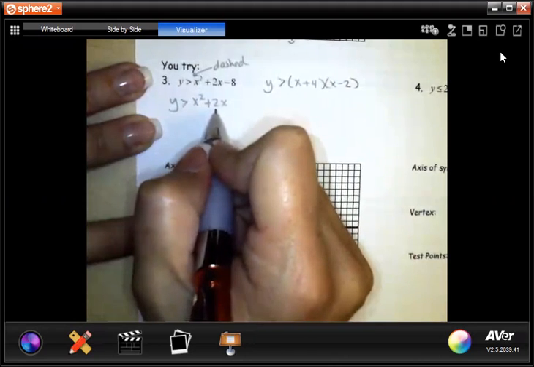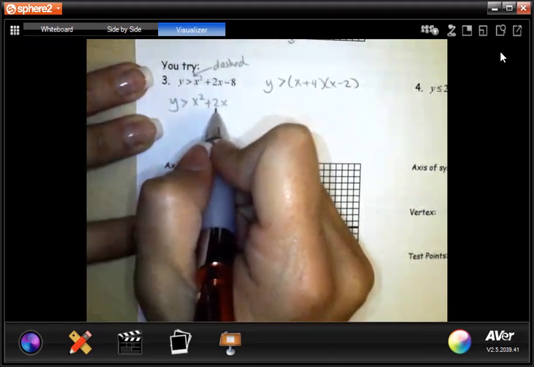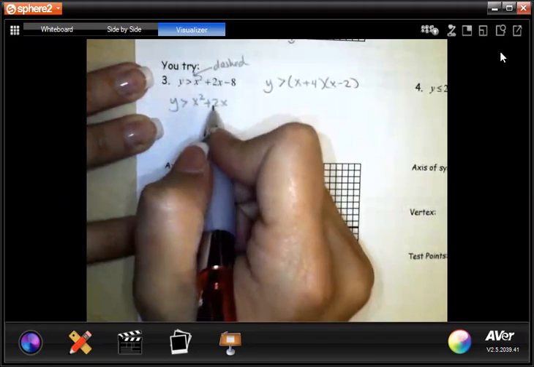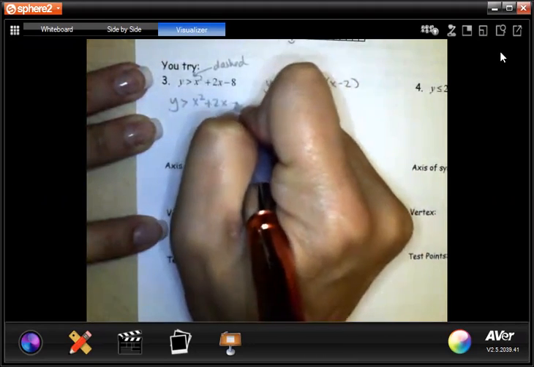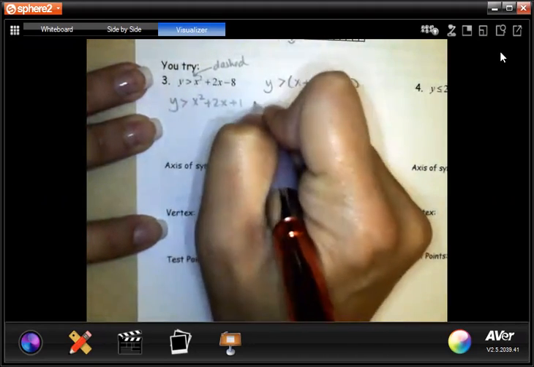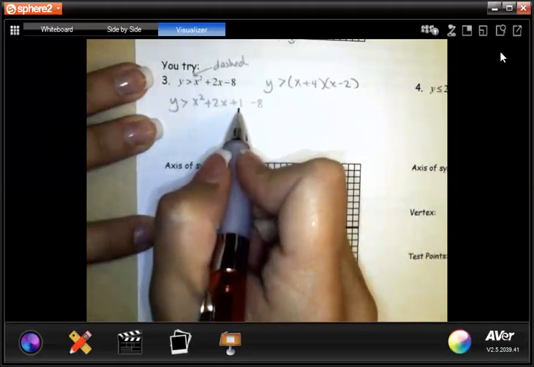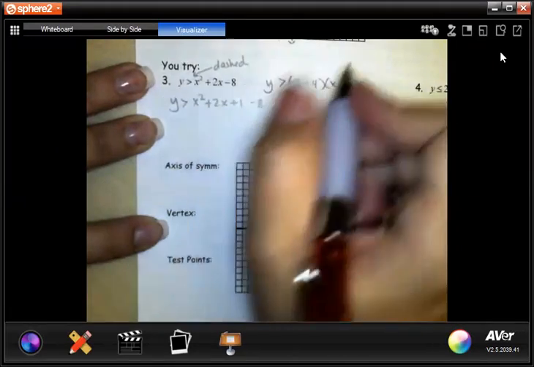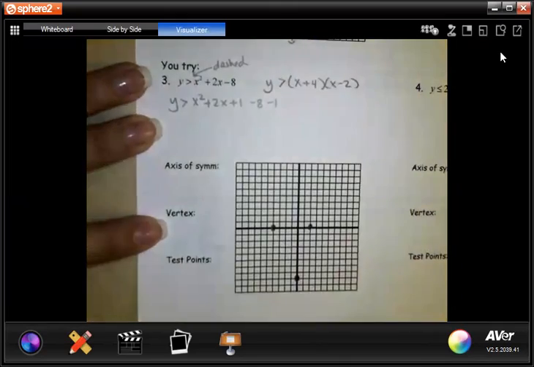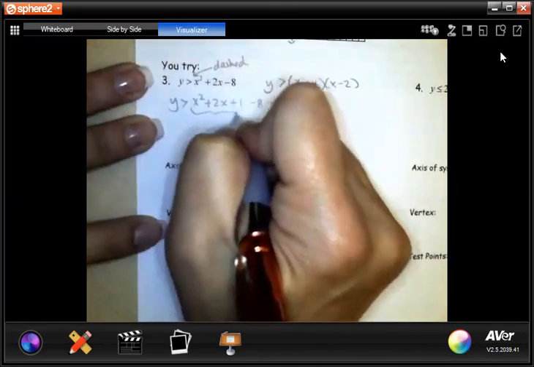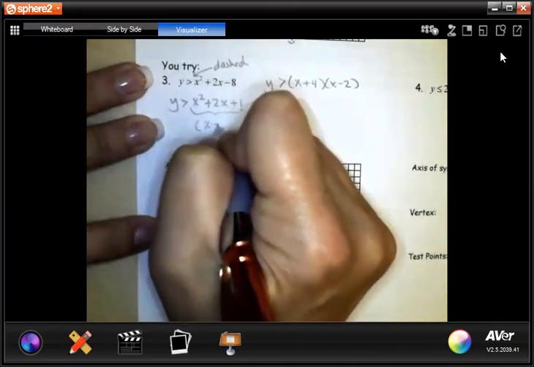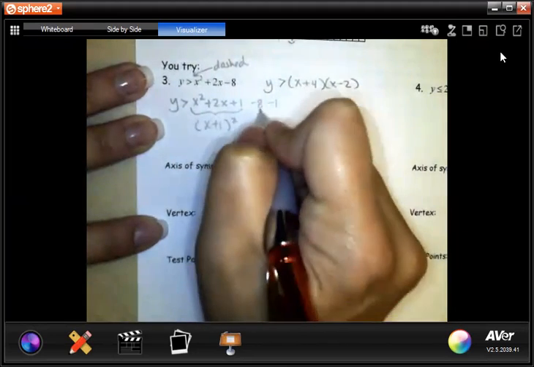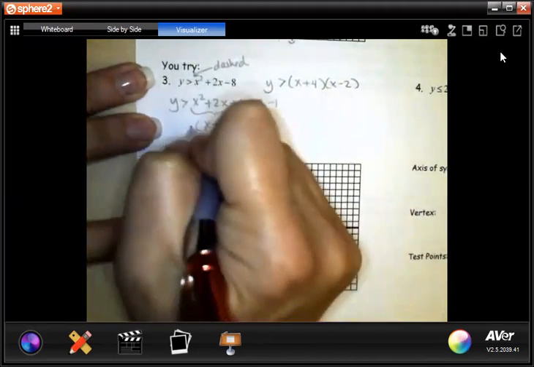I take that middle term, divide by 2. So that's 1, and then square it, which is 1. Now I just added 1 to the equation, so I need to subtract 1 from the equation. I go ahead and factor this, and I get (x + 1) squared. -8 minus 1 gives me -9.